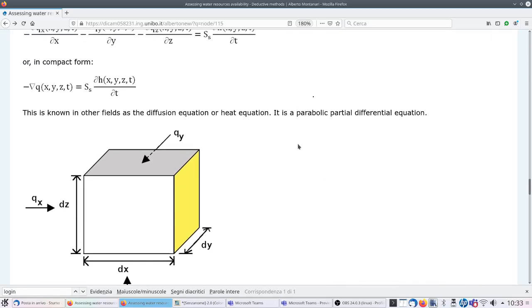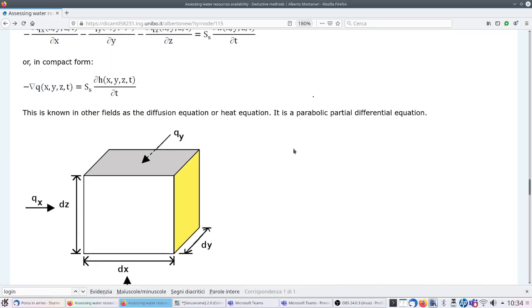Okay, this equation that we obtained, divergence of flow equal to specific storage times derivative with respect to time of the hydraulic head, is also known as the diffusion equation or heat equation, because it's the same kind of equation that is derived to study diffusion processes or diffusion of heat. It is a parabolic partial differential equation. There is an extended literature on how to treat this equation.